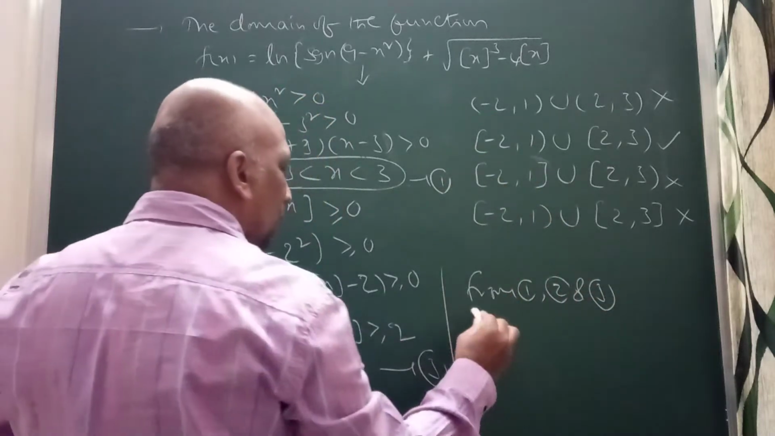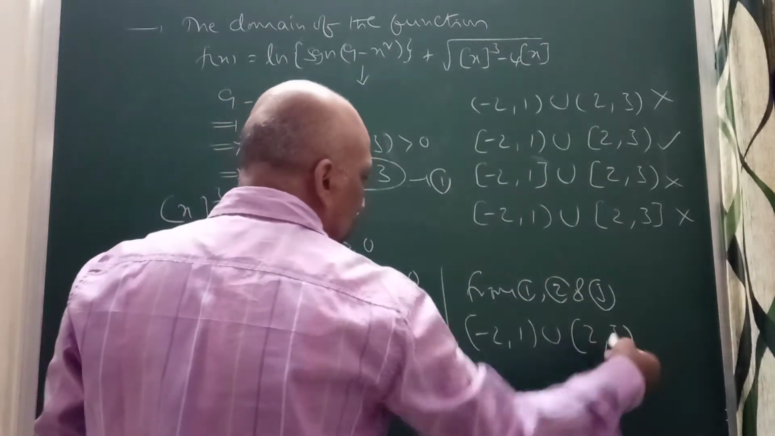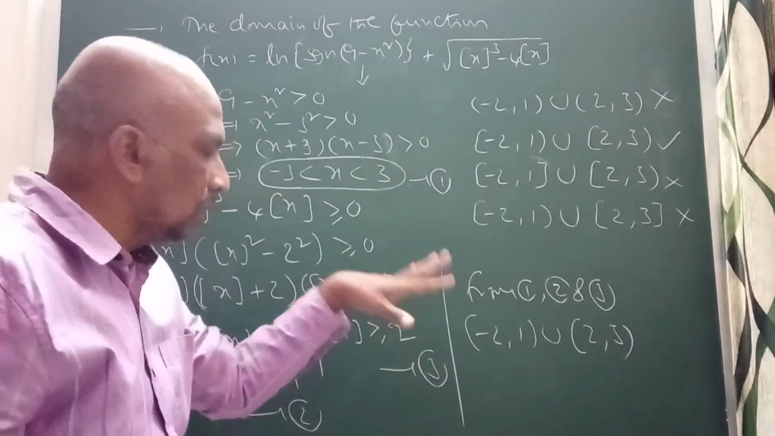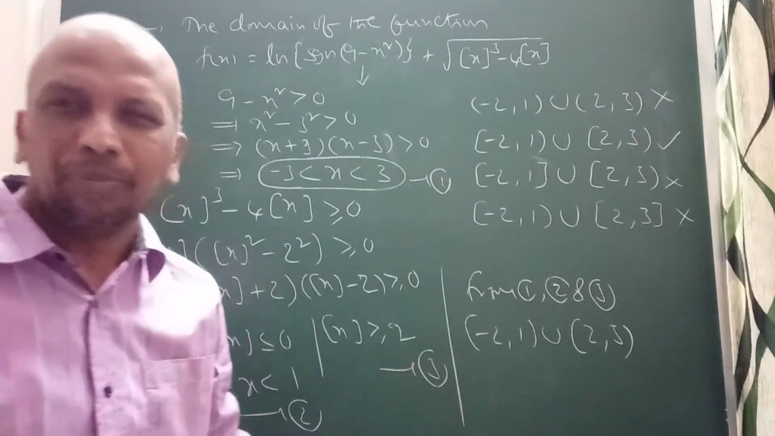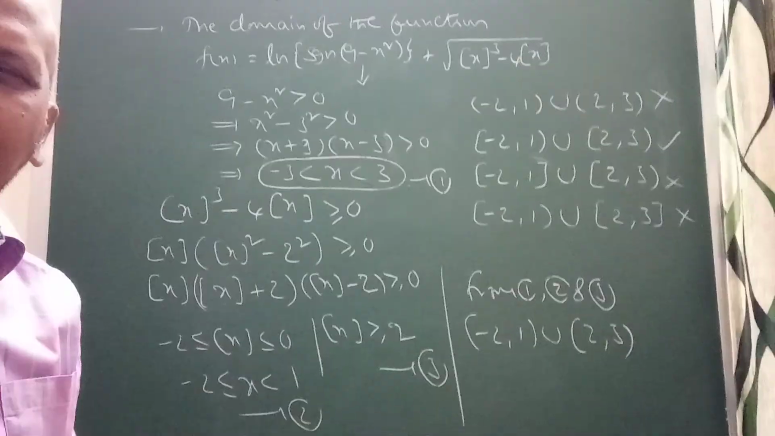From 1 to 3, I can write (-2, 1) union (2, 3). This also you can do. One way you can decide your answer. After that you can think this is also one of the ways to solve it. Right? Now I will explain the next problem.